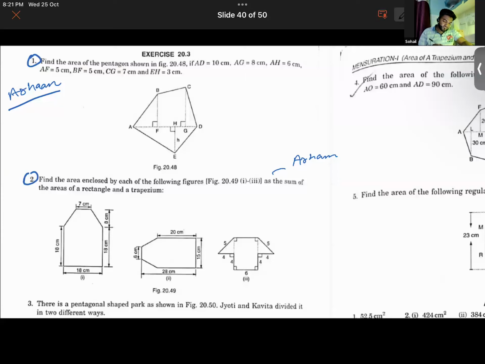Sir, these types of questions and these exercises are not in my book. I don't know how to do it. Okay, look here. So, second one you are doing, Arham.